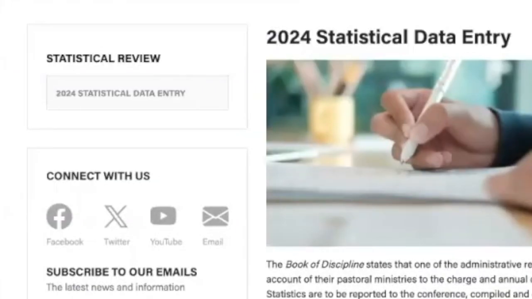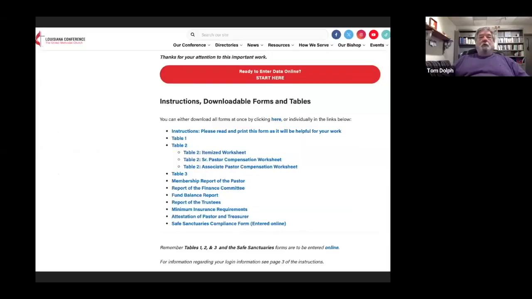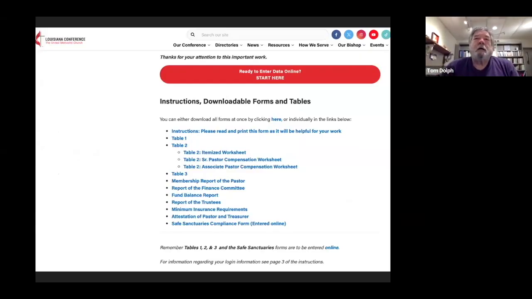And if you scroll down to the bottom, you will see this. I want to make clear that there are two places for forms. We have downloadable worksheets, and then we have online data entry. So these are your worksheets. This is instructions. It includes PDF copies of all the tables and things that you will need.